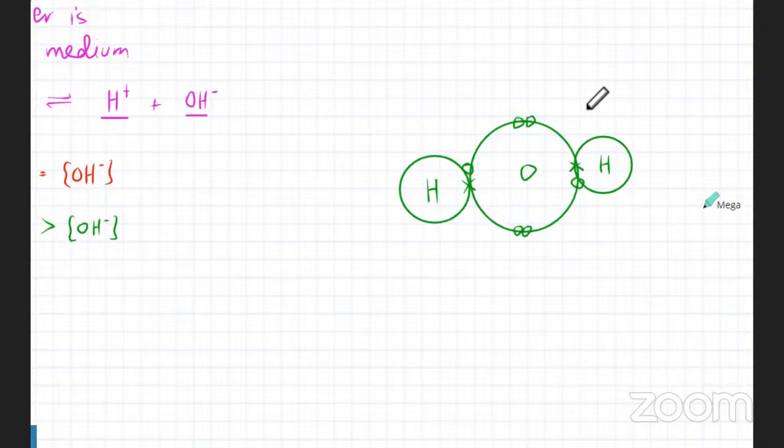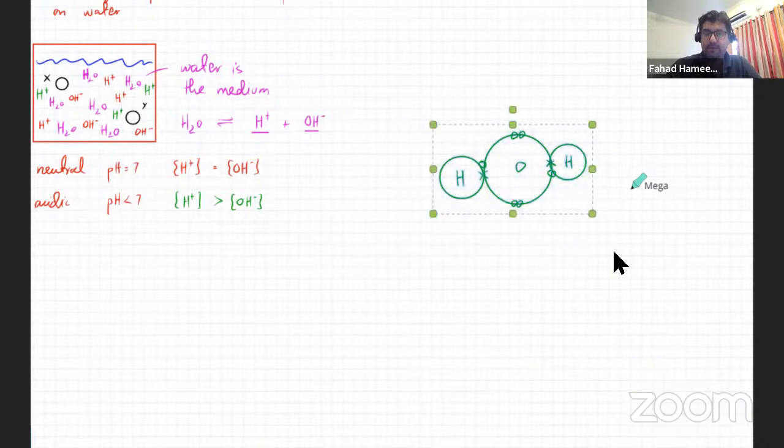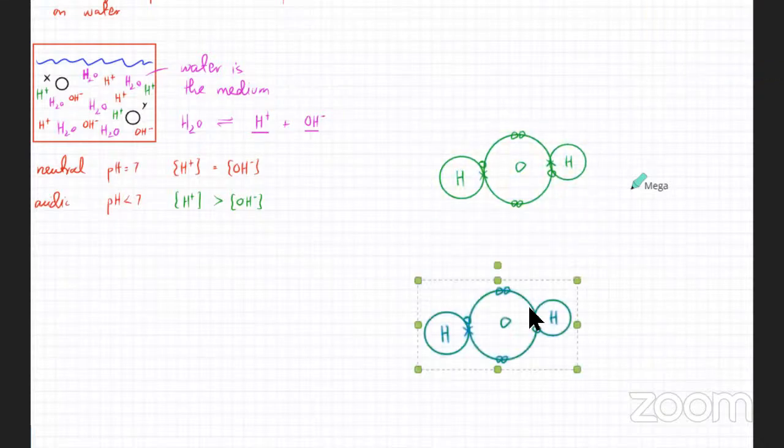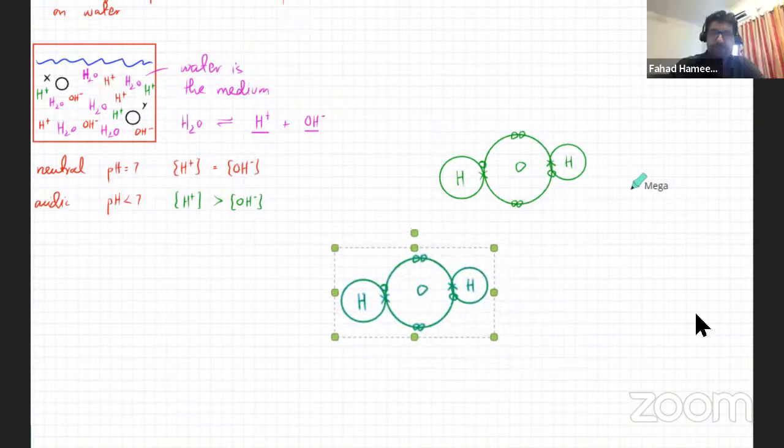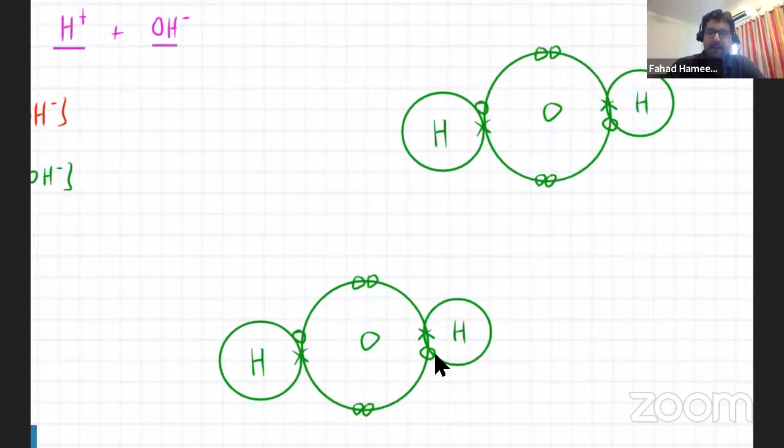So what happens now is, during a collision, it is a covalent molecule. In water, there's lots of other water molecules. So let's say there's this one and there's another one. I'll explain what happens when these molecules collide. In water, this is what's going to happen.